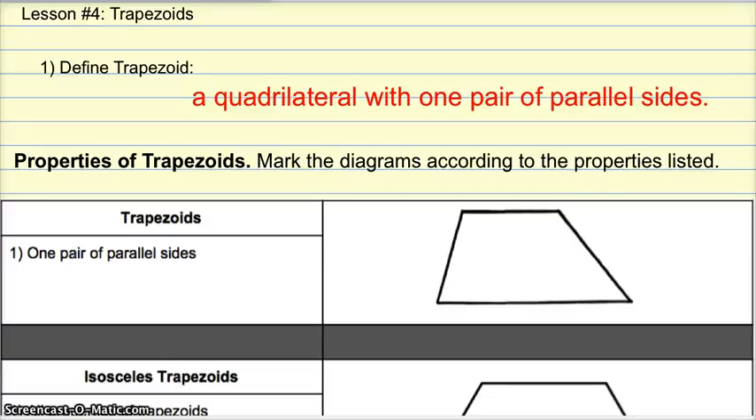The purpose of this video is to discuss the properties of trapezoids and to use those properties to set up and solve equations. First of all, a trapezoid by definition is a quadrilateral with one pair of parallel sides. The idea that it being a quadrilateral is that it has four sides and one pair of those are parallel.